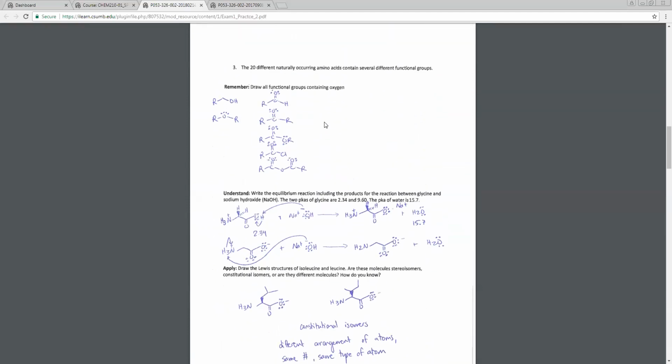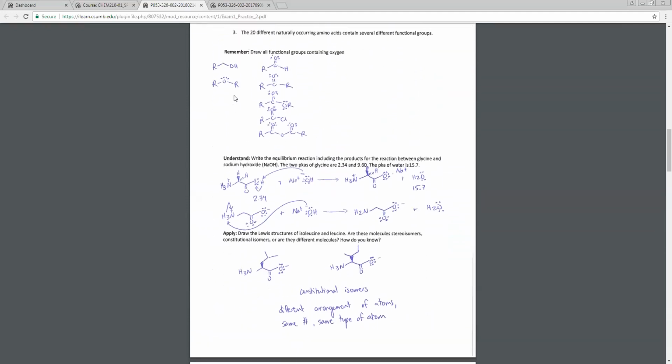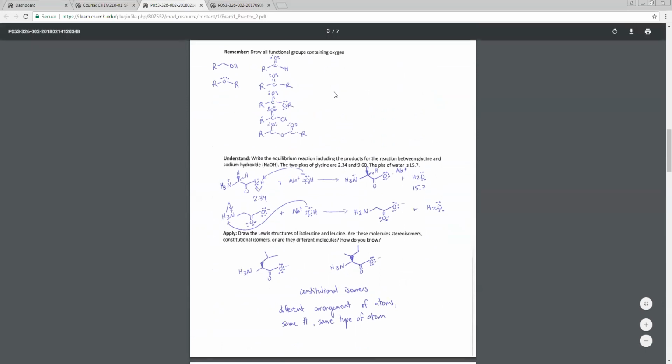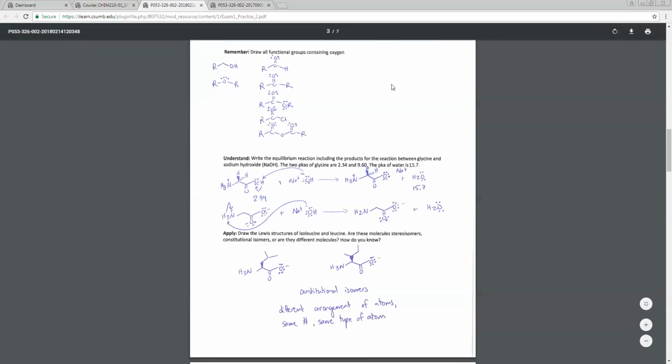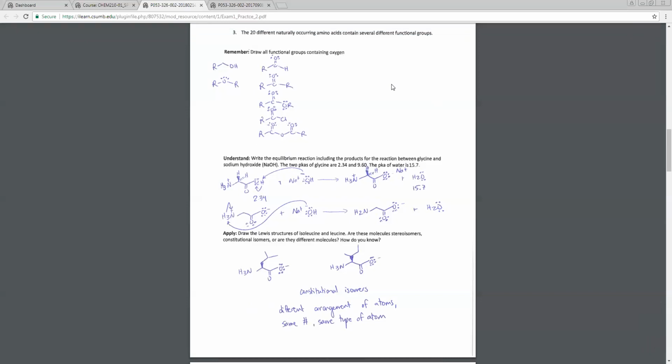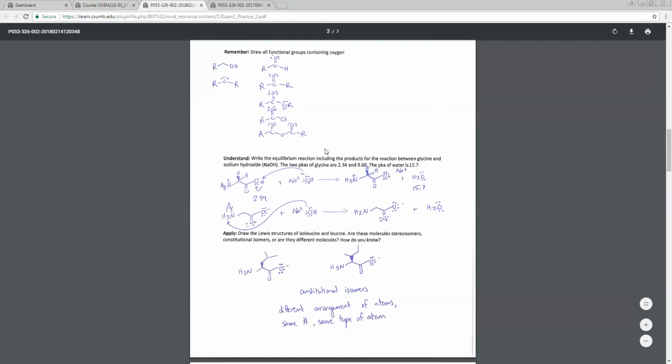If I think about functional groups containing oxygen, here are some examples: alcohol, ether, aldehyde, ketone, ester, acid chloride, and anhydride. For something like this, I'm really just thinking about the ones that only contain oxygen, but you could also include an amide or an isocyanate as well, but this would be sufficient for answering this question.